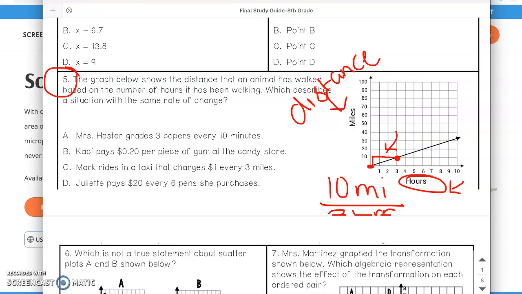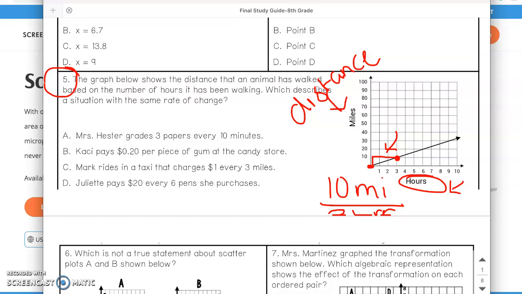So in order for A to be true, it would have to be 10 papers every 3 hours or every 3 minutes. The time would have to be 3 of something in order for it to work for this. For B, Casey pays 20 cents per piece of gum at the candy store.